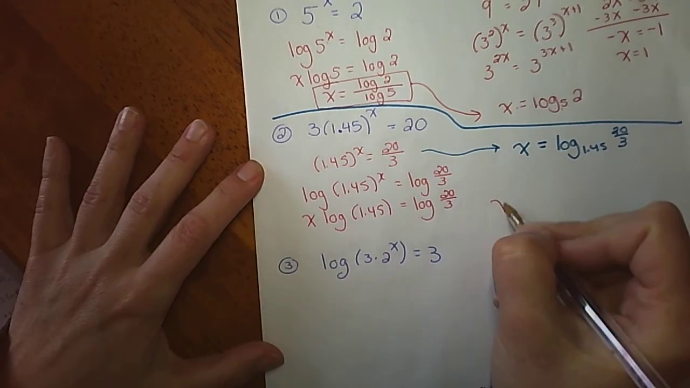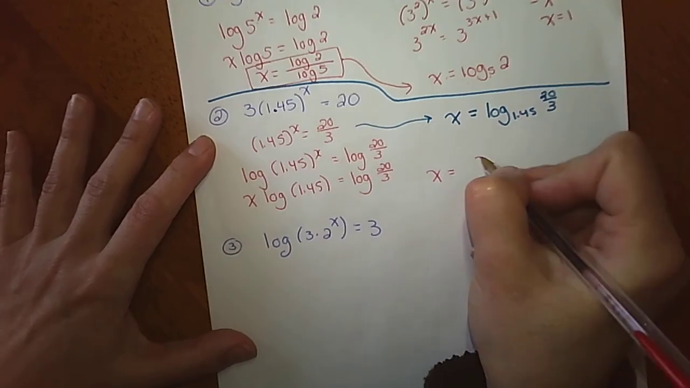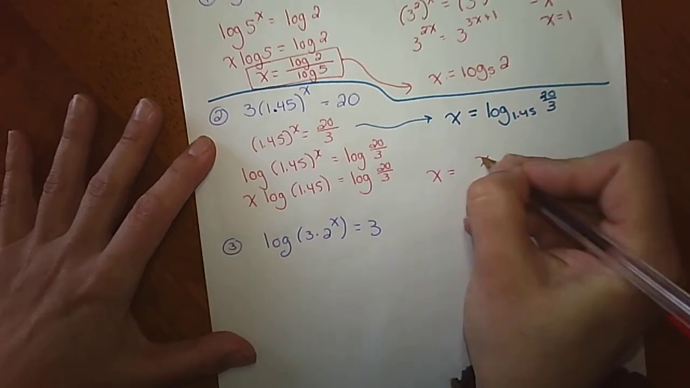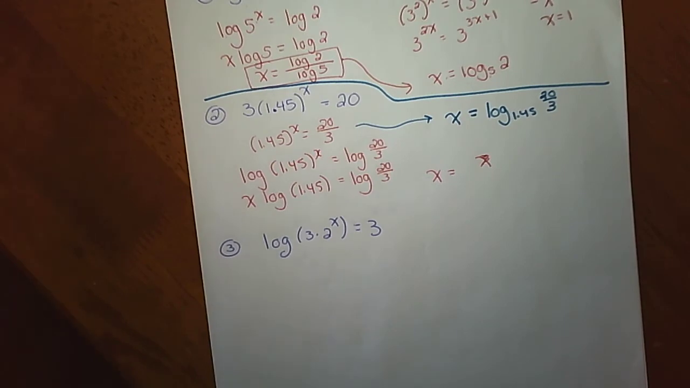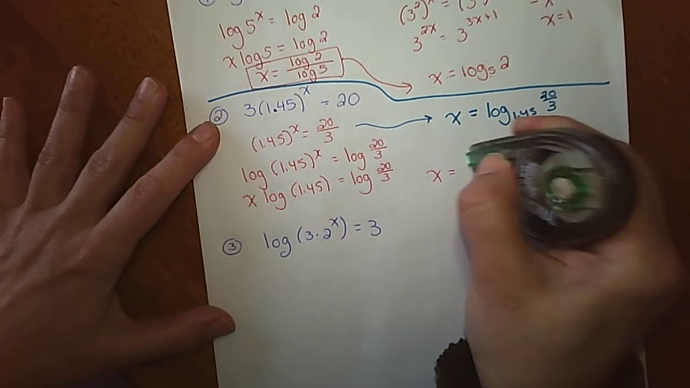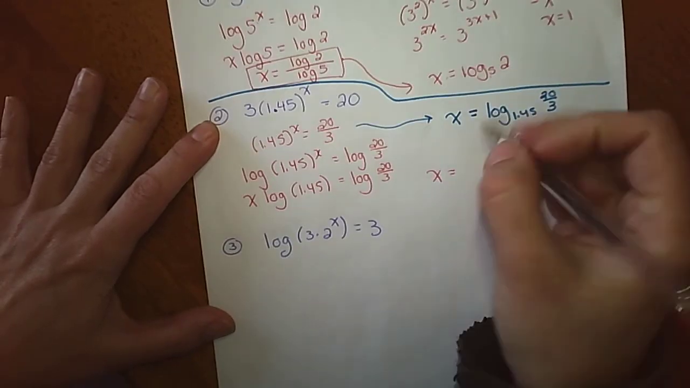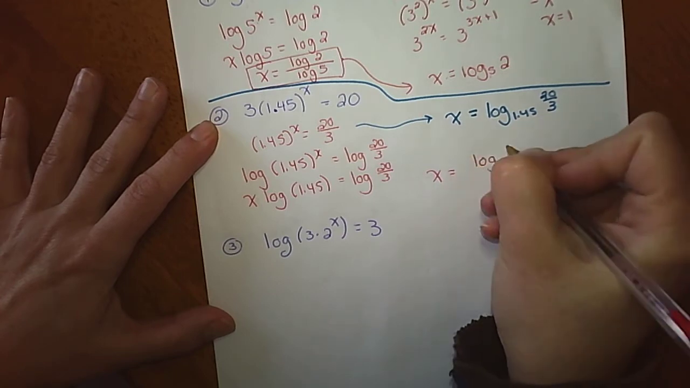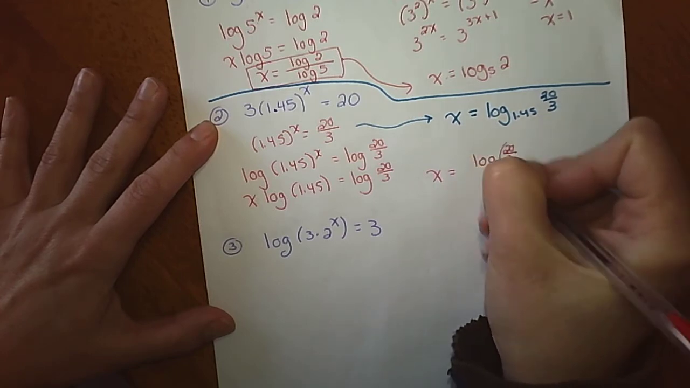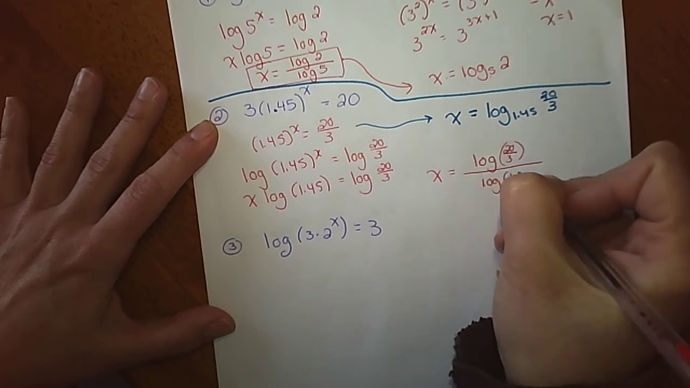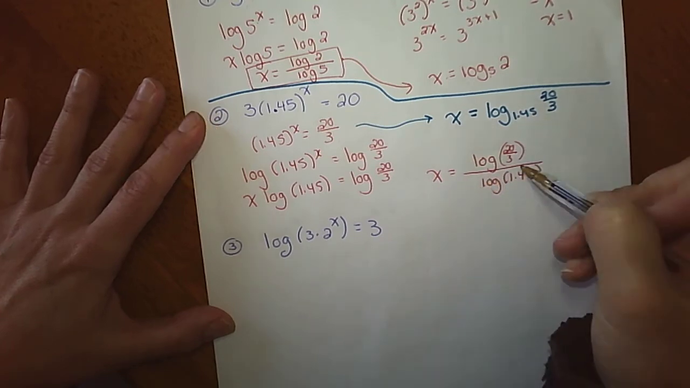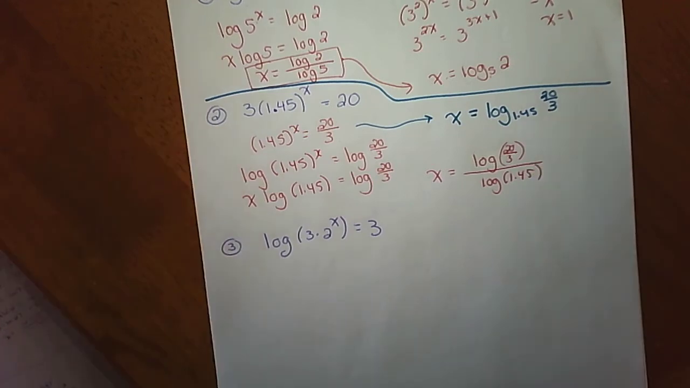And now to get x alone, I would divide. Oops, I didn't do that. It would be, oh, I have my white pen. I'll use that so you guys can see better. So we have log 20 over 3, all over log 1.45. So these two answers are equivalent, and they're exact.